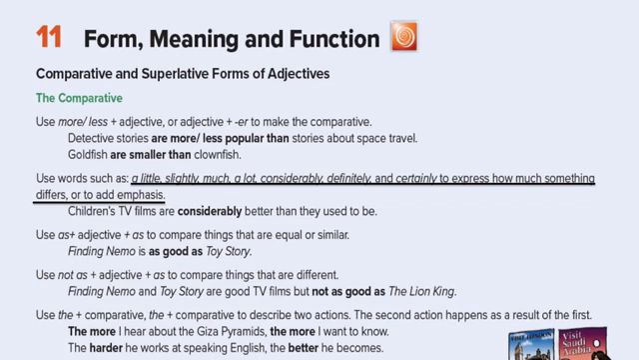We use more or less plus adjective, or adjective plus er, to make the comparative. Detective stories are more or less popular than stories about space travel. Goldfish are smaller than clownfish. The first adjective here is popular. It is more than one syllable, so we use more or less before it. As for the adjective small, we use er after the adjective as it is a one syllable adjective.